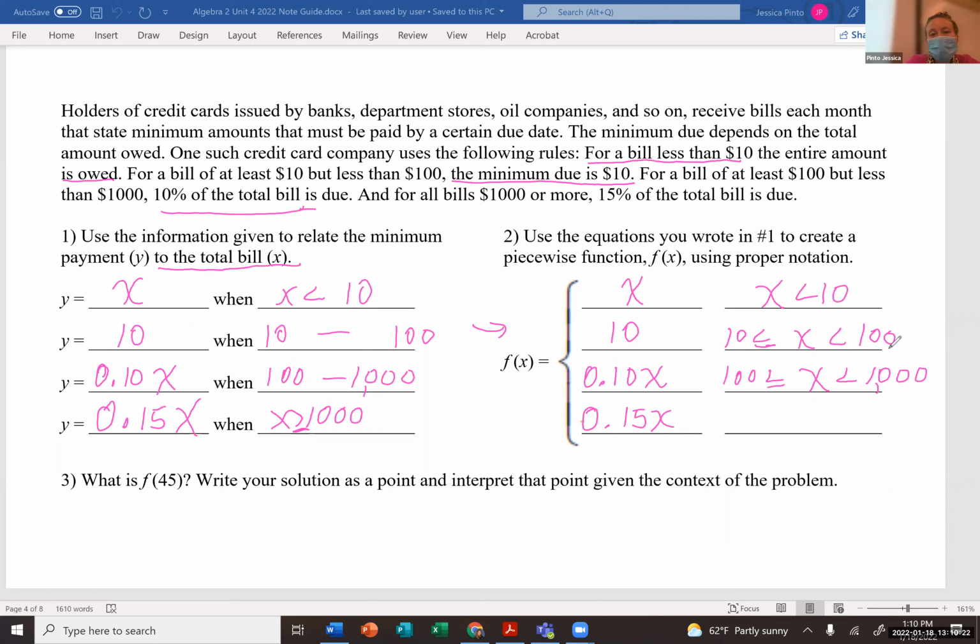And then for the last one, it says 1,000 or more. So X is going to be greater than or equal to 1,000. Because that would say the 1,000 is the bill, or $1,000.02.